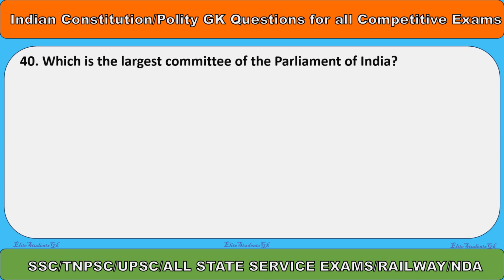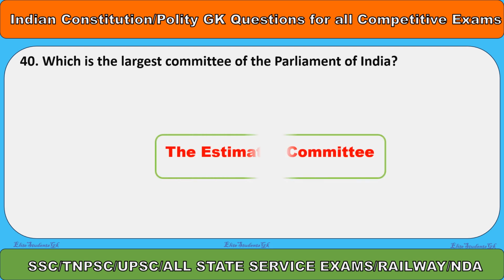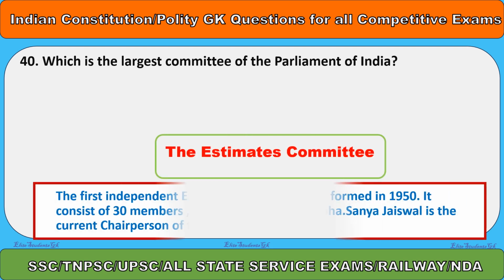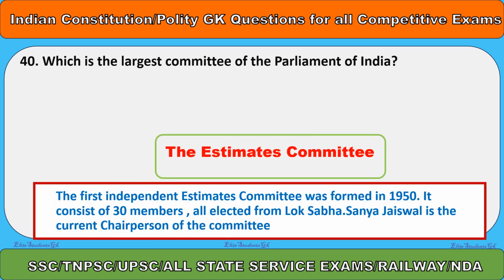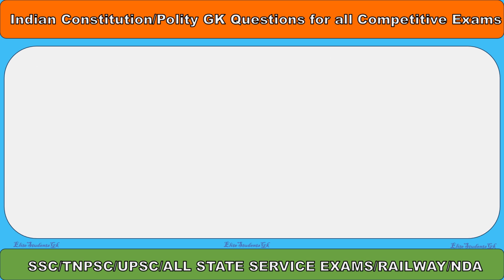Which is the largest committee of the Parliament of India? The Estimates Committee. The first independent Estimates Committee was formed in 1950. It consists of 30 members, all elected from Lok Sabha. Sanjay Jaiswal is the current chairperson of the committee.